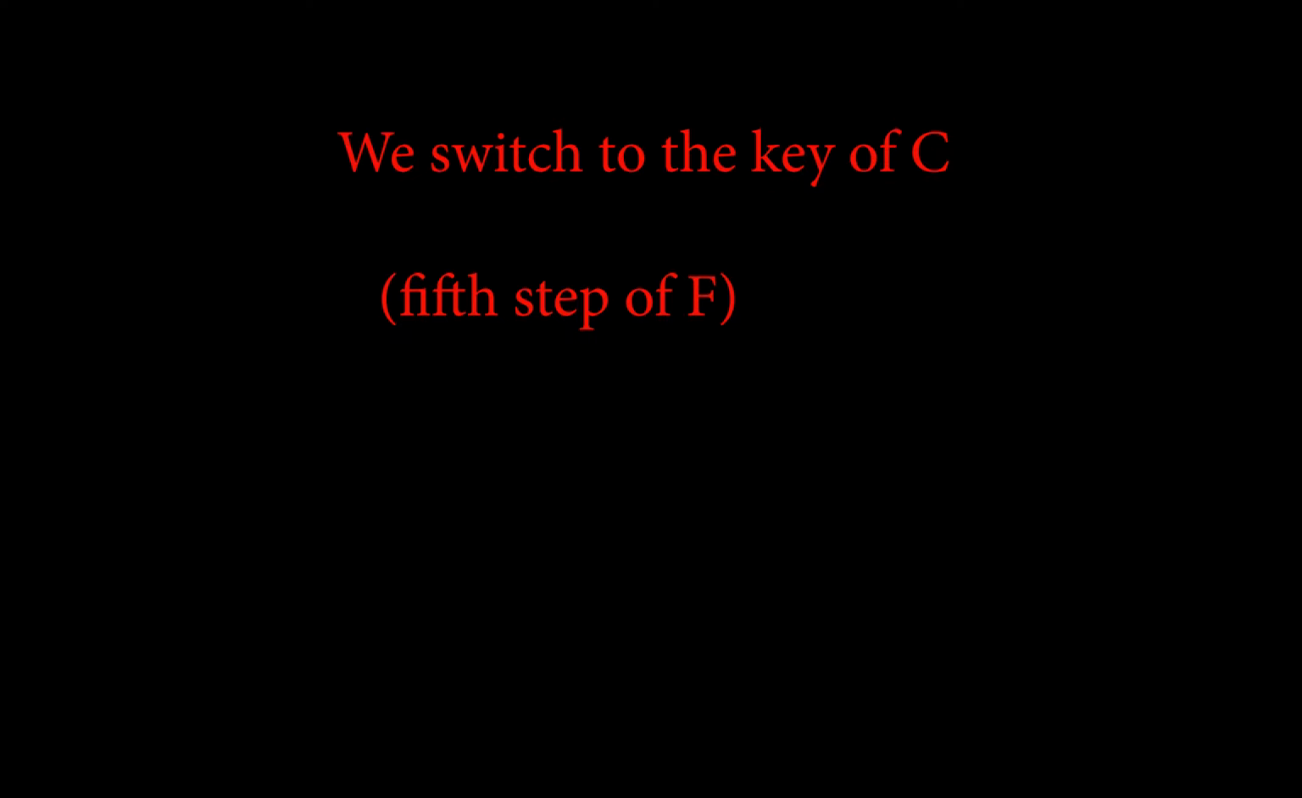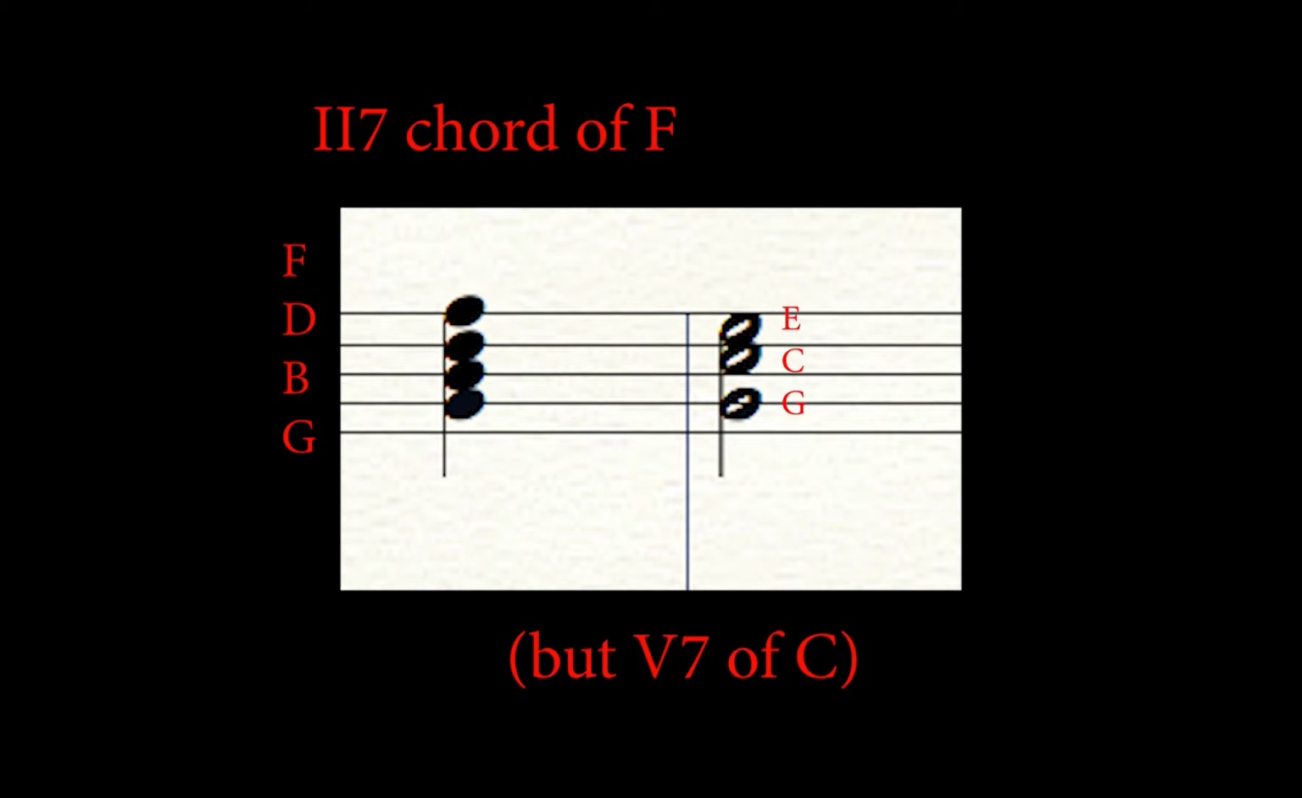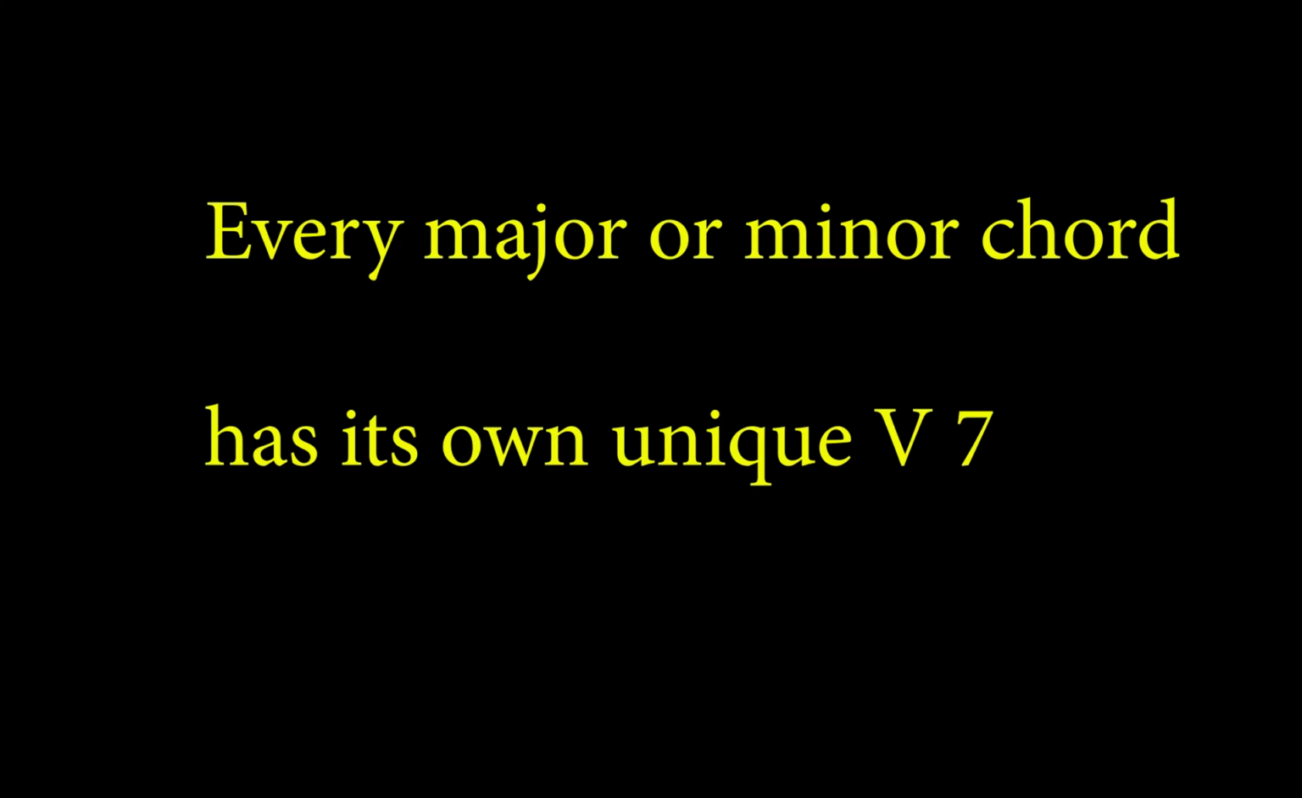Okay, number two, put yourself in the key of C. Very important. Play a C chord. Now, do you know its V7 chord? Well, of course, it's G, B, D, F, and that's the chord you want for the II7. Every major or minor chord has its unique V7. It's very helpful to be able to grab this V7 and just slip it into the harmonic flow.